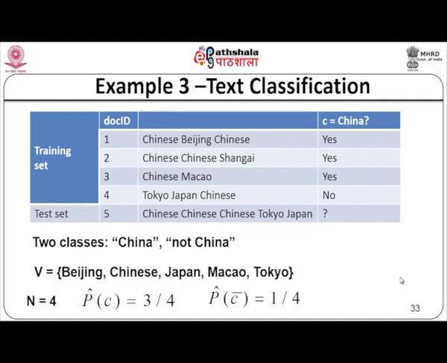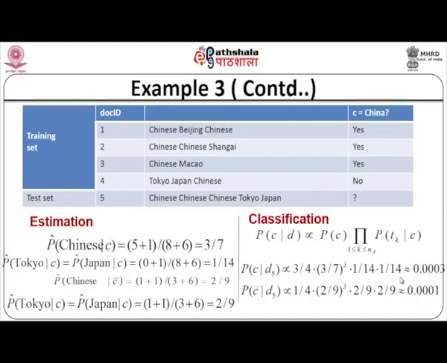So, the prior probabilities of China and not China are 3 by 4 and 1 by 4. This is straightforward. Then next, we have to calculate, if the word Chinese occurs, what is the probability of the class being China. So, here we are using the previous model.